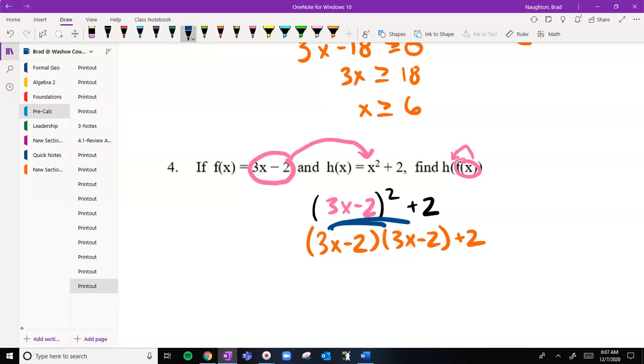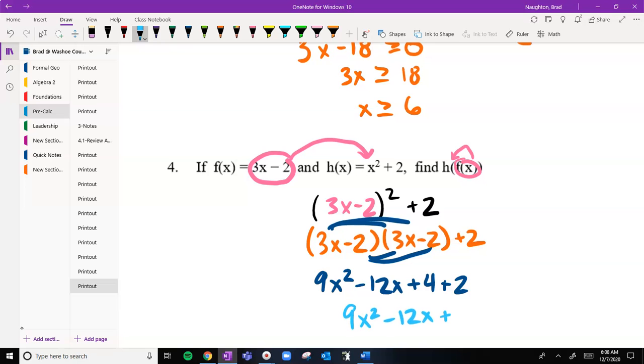So we did a lot of FOIL in this first unit, clearly. So this is going to be 9x squared. Let's see, 6x is going to be minus 12x, plus 4, plus 2. Combine our like terms together at the end there. So we get 9x squared minus 12x plus 6. Alrighty, that is our answer for number 4.